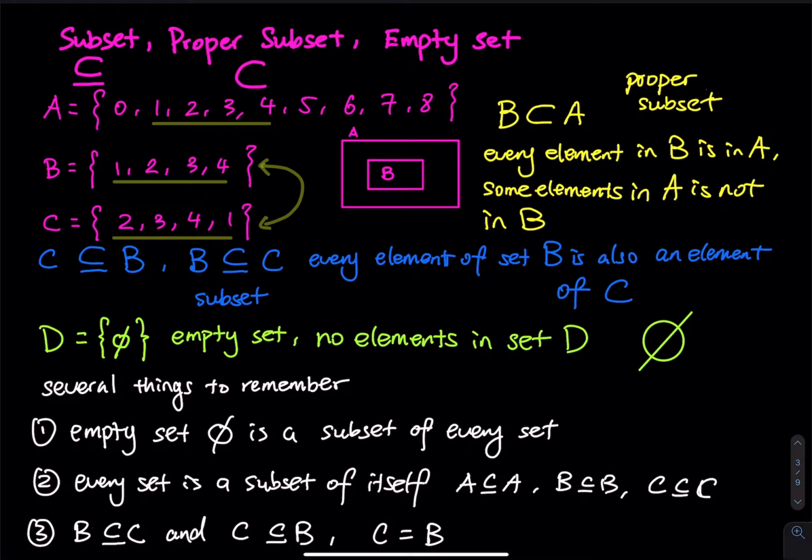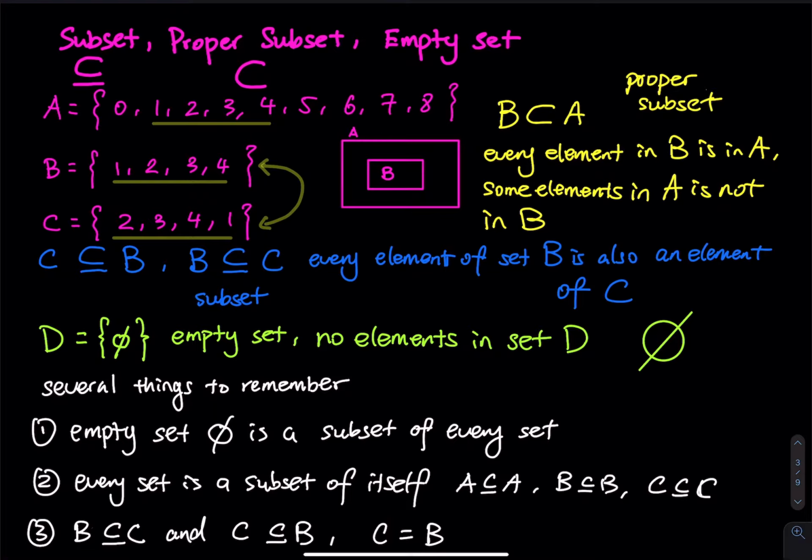Okay, and then what about B is in A, but there is no equal? Think about this. How many numbers do you see in set A? The answer is there are 9 numbers from 0 to 8. How many numbers do you see in set B? 4. So the size of A is 9. The size of B is 4. If you think about a set as a box, that means A is a bigger box, B is a smaller box, right?